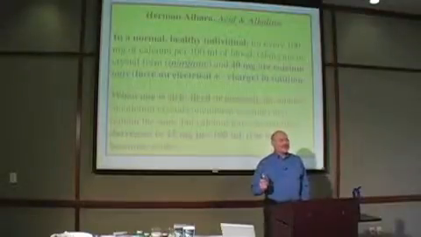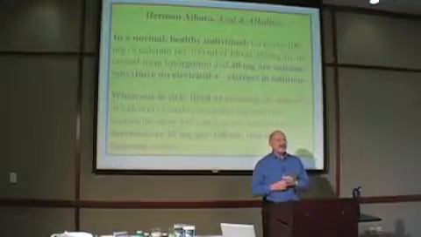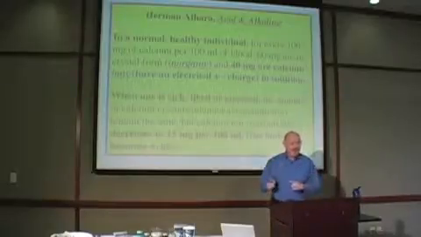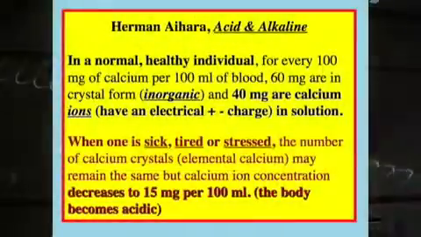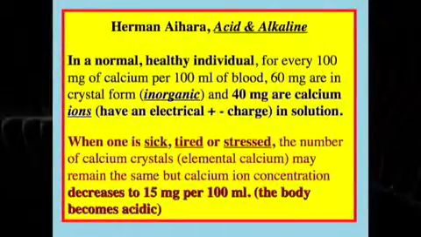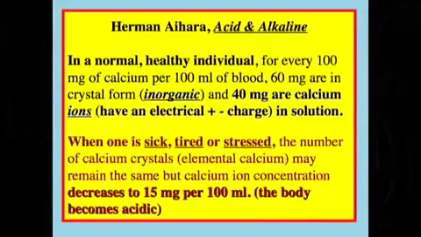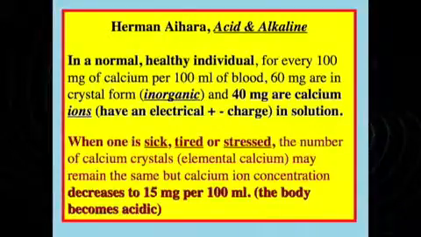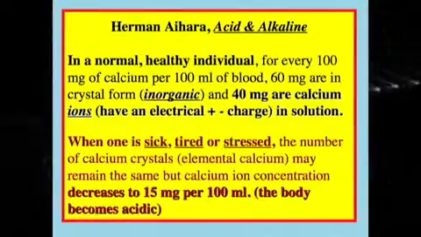So, I just ran across this, and I didn't have a great place to put it, so I think this is an interesting place for it to come. Because Herman Aihara, who actually wrote the book, Acid and Alkaline, a very informative book, simply says this, okay? For every 100 milligrams of calcium in 100 milliliters of blood, there are 60 milligrams in crystal form. That means inorganic. And we do need that. We don't want everything ionic. And there are 40 milligrams of ionic organic in there.